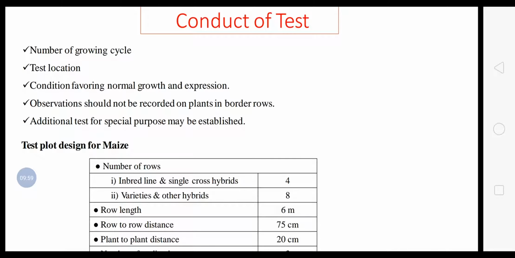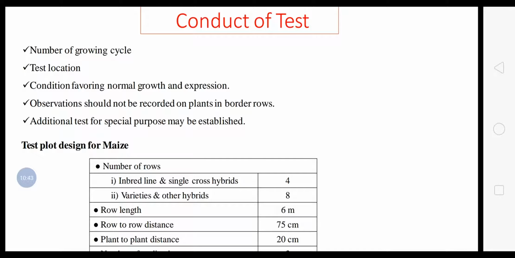Coming to the conduct of the test, the number of growing cycles should be fixed, along with the test location and conditions favoring normal growth and expression. That means extreme weather is not preferred for our maize crop. Observations should not be recorded on plants in border rows. Border rows are only to protect the main crop, meant for spatial isolation. That means it avoids contamination from foreign pollen. Additional tests for special purposes may be established.